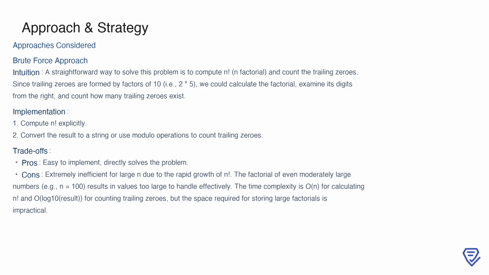Factorials grow extremely quickly, and for even moderately large values of n, such as 100, the result becomes so large that it's impractical to compute or store. Additionally, the time complexity of O(n) for calculating the factorial and the space required to handle large numbers make this approach inefficient for larger inputs. These trade-offs make it clear that we need a more efficient solution.